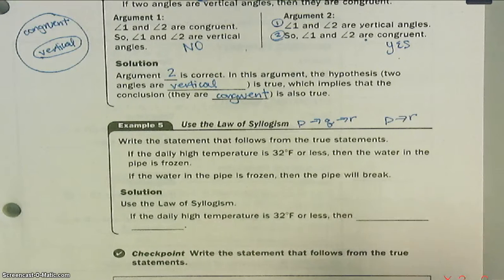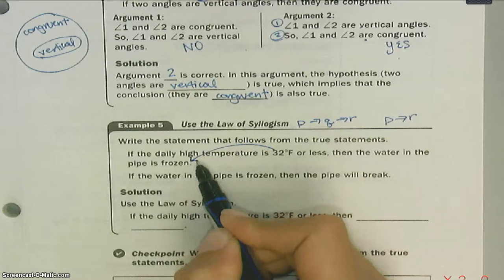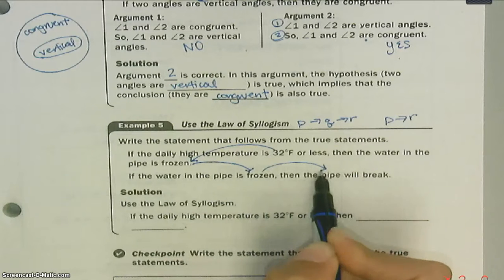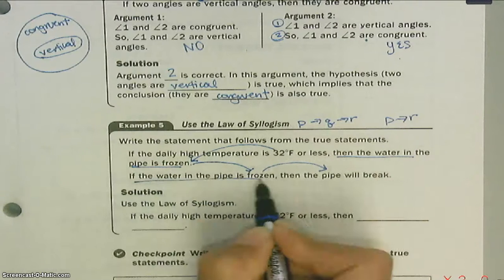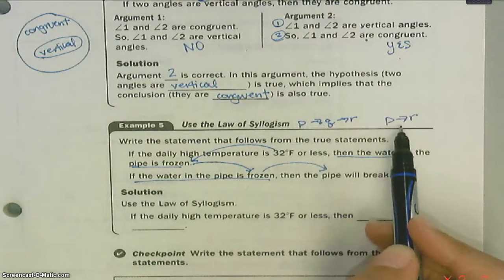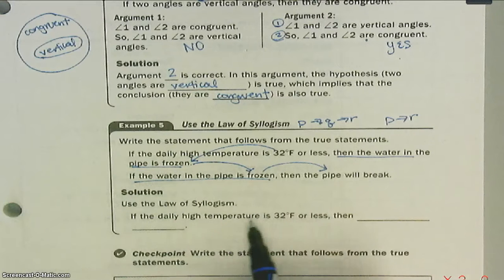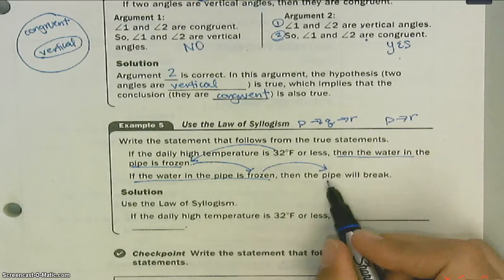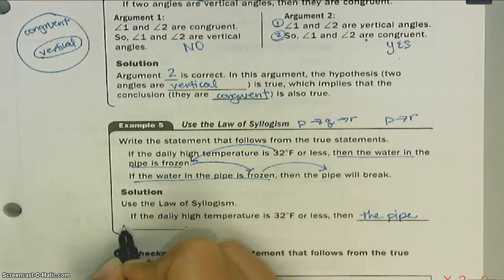So we're kind of following the story here. If the high temperature is 32, the pipe's frozen. Well, what happens then? If the pipe's frozen, the pipe will break. So our middleman, the one that we're repeating, is this right here. We can cut that out, just like we cut Q out here. So we can cut out all that middle stuff and go right from the beginning. If the daily high temperature is 32 degrees or less, all the way to the end, then the pipe will break.